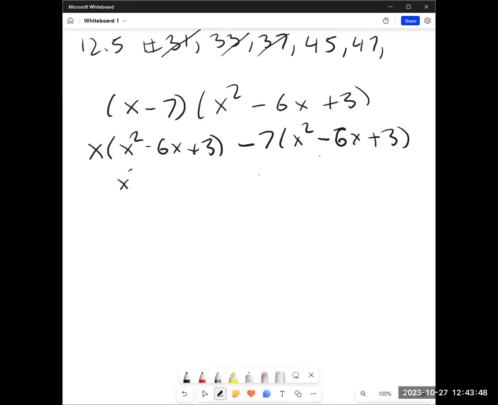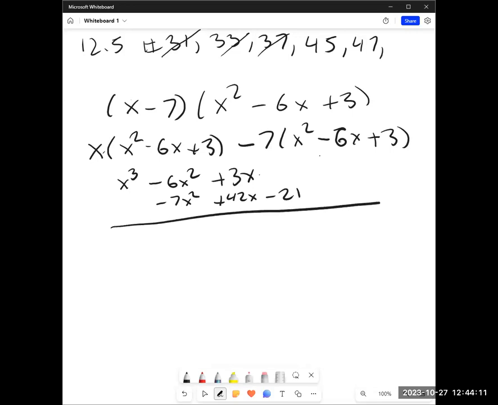X times x squared is x cubed. X times negative 6x is negative 6x squared. X times positive 3 is a positive 3x. Negative 7 times x squared. I'm going to line it up underneath it to keep it lined up here. Negative 7 times negative 6 is a positive 42x. And negative 7 times a positive 3 is a negative 21. Getting you used to this idea here of lining up your like terms because of how we're going to do the next problem.